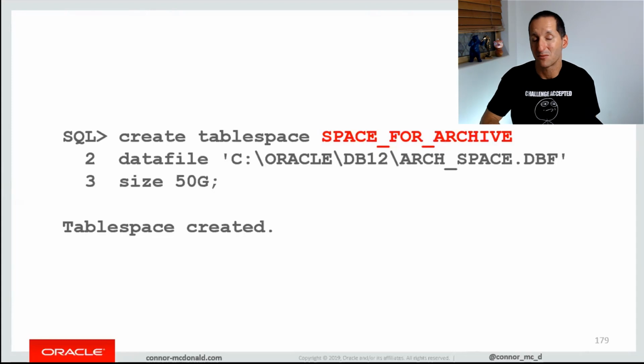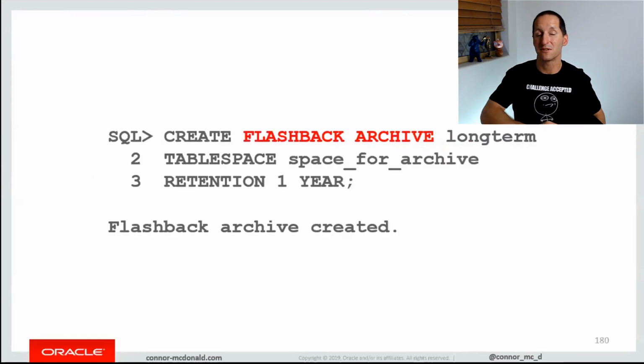We need a table space. We don't have to create one, but as long as we have a table space available, that's just the stock standard create table space command. The new thing we have is this thing called a Flashback Archive object, and it's a logical construct. You give it a name, but you nominate a table space and you nominate a retention.